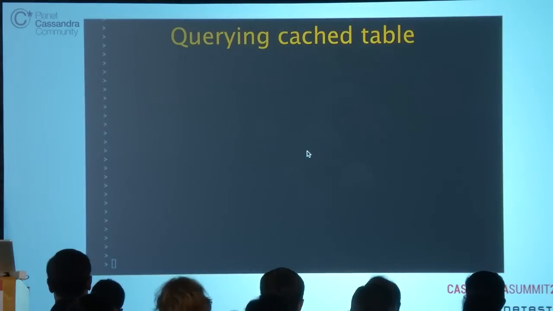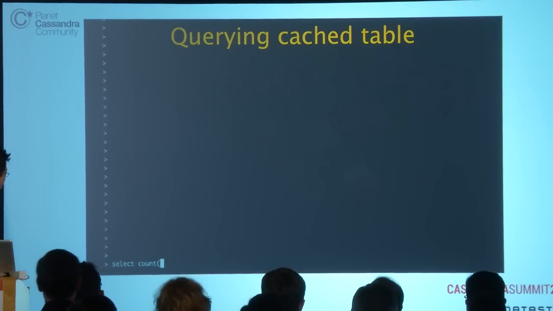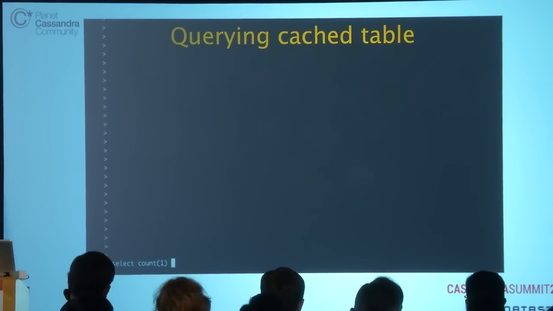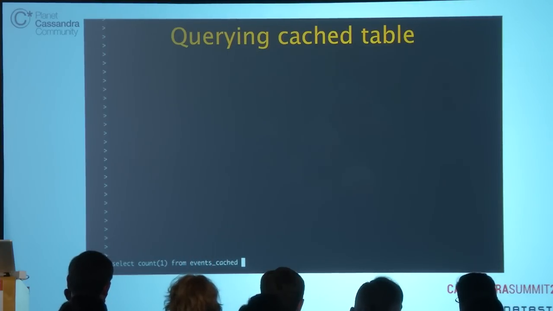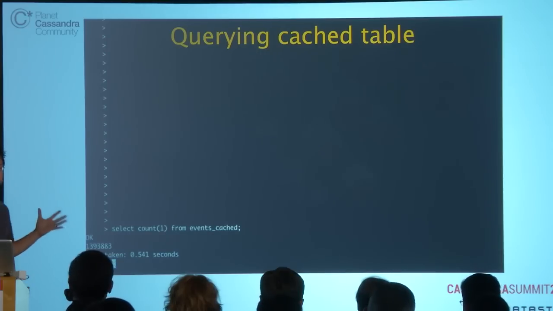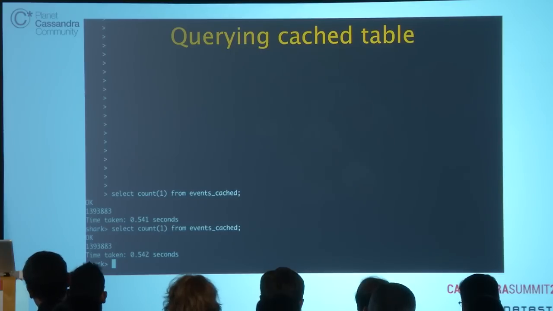And this is the video. I'm going to try to count the rows for my cache table. And you can see this counts 1.4 million rows in just half a second. Don't try doing that in Hive.